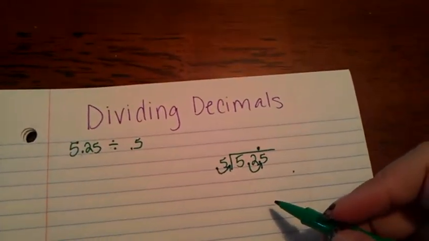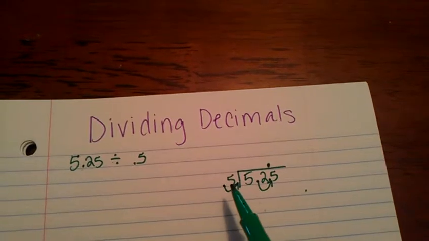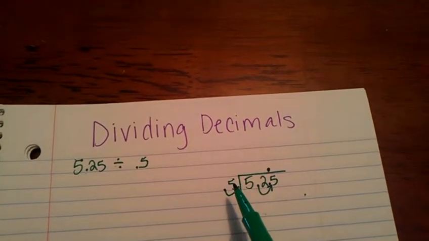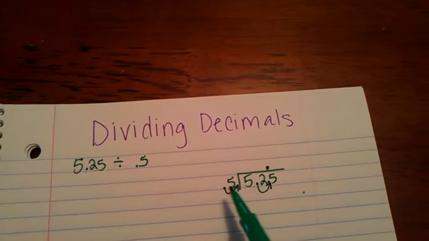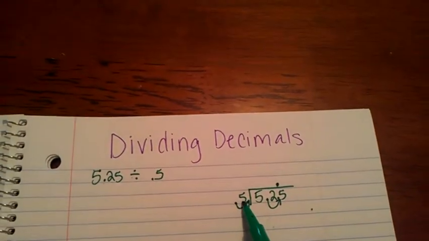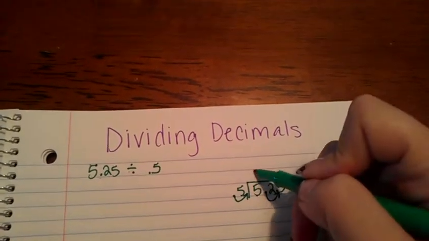Now, this is what I've seen a lot of kiddos do. You're going to take 5 into 5. Some of you will be like, well, how many times will 5 go into 52? Don't look at this whole number. You take it digit by digit. How many times will 5 go into 5? It'll go in there once.